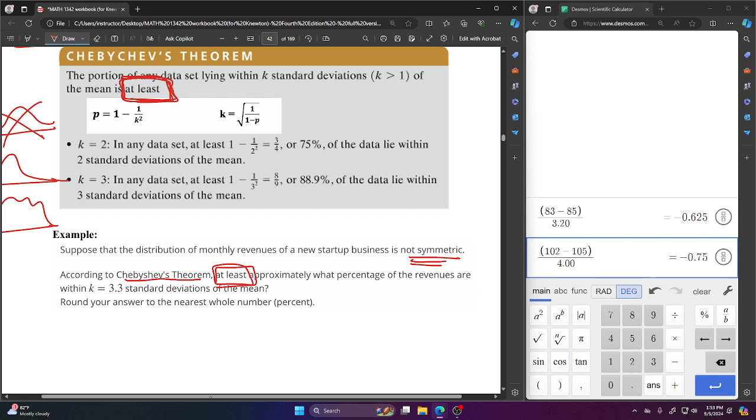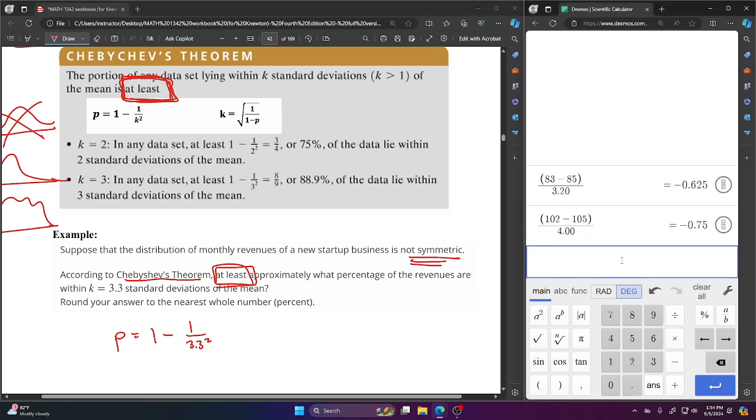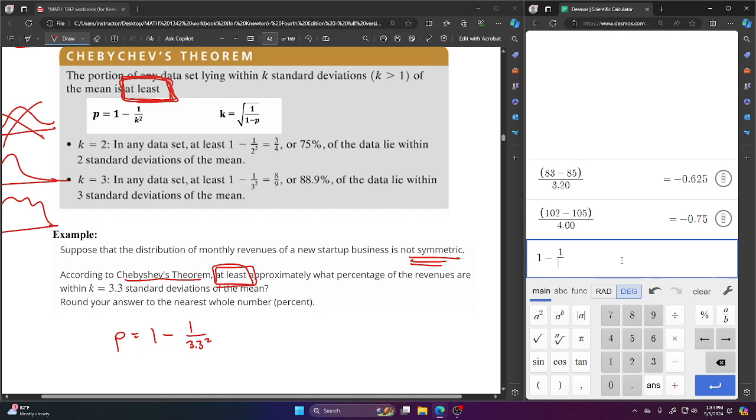And it says, what's the percentage? You see that? There's my formula. P stands for percent. So P is equal to 1 minus 1 over K squared. K is 3.3, and then I'm going to square it. This is all calculator. I mean, you could try to do it by hand, but nah.